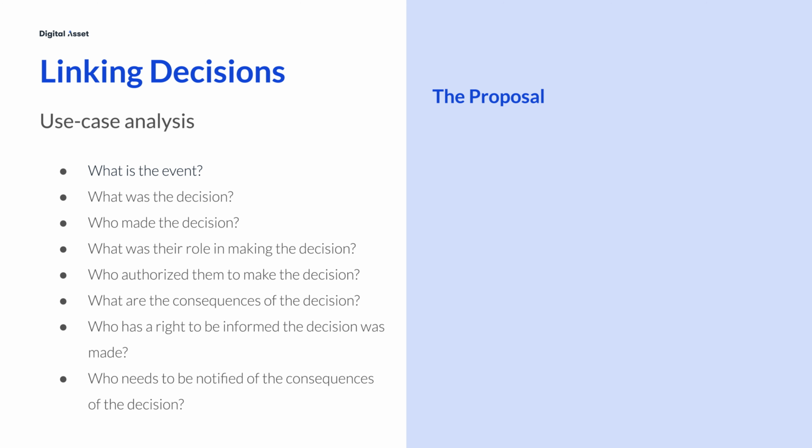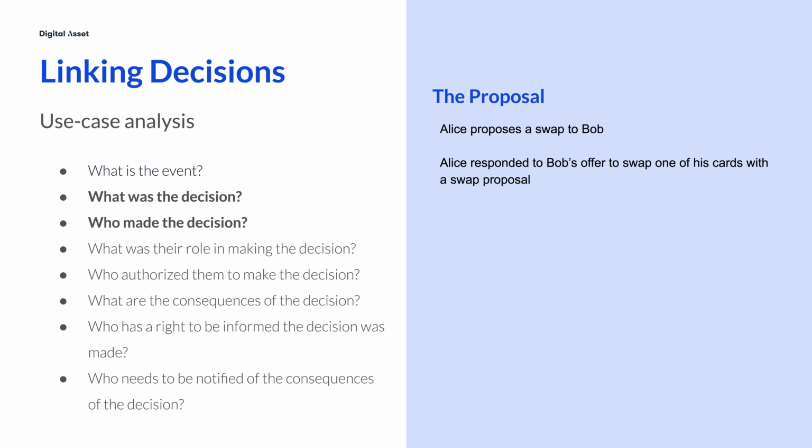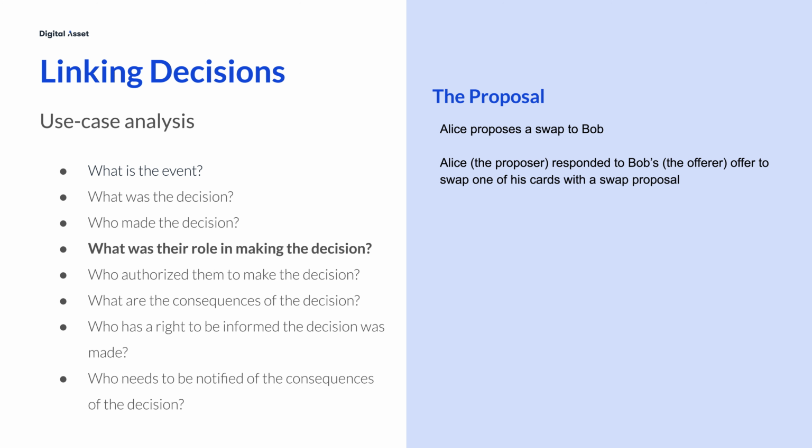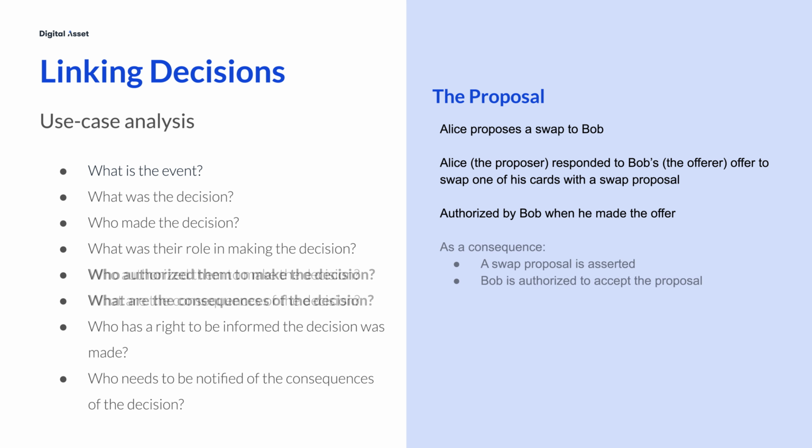Not surprisingly, we use exactly the same approach to this decision that we used for the previous one, so we go through the same questions again. What is the event? What was the decision and who made the decision? What was their role when they made the decision? Who authorized the decision? What were the consequences of the decision?